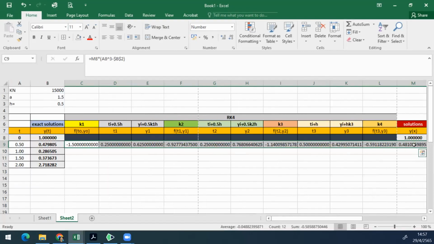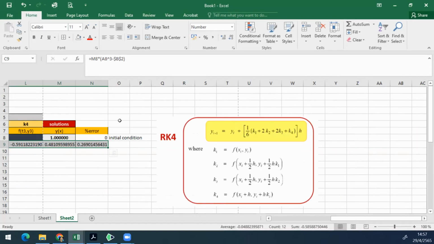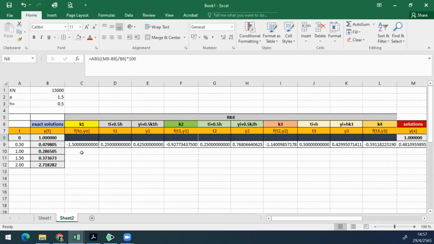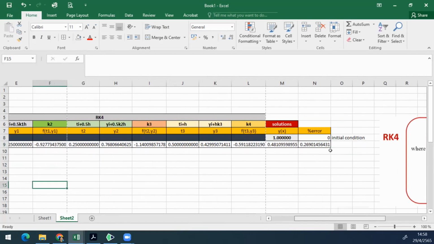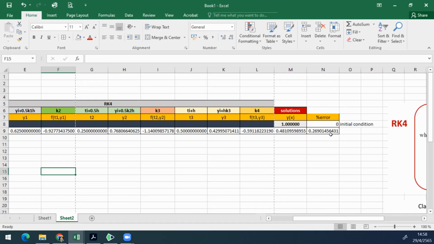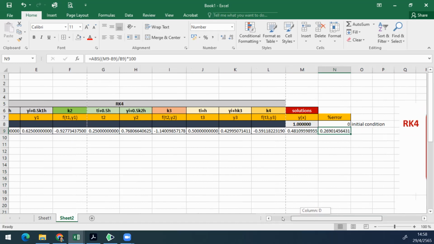All right, for this case, you see that we use the step size of 0.5 and it gives us the solution that is maybe just 0.269%. That is, for this case, it's maybe not good enough. Okay, for the step size of 0.25.